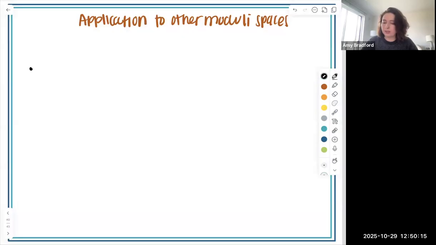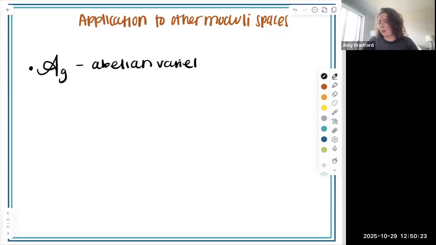So one example is the moduli space of abelian varieties. If you know about this, this is yet another very, very well studied space in algebraic geometry, and it's related to M_g in some very nice way. And you can use the same techniques here, and there's been a lot of progress in computing the cohomology here.